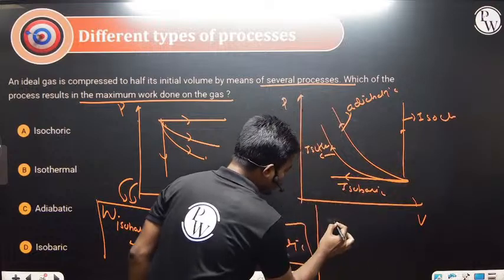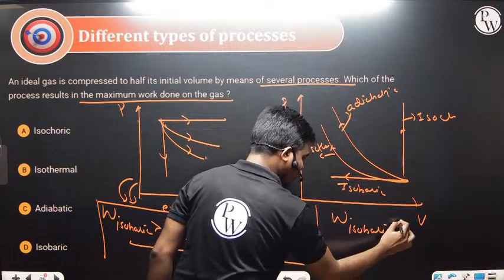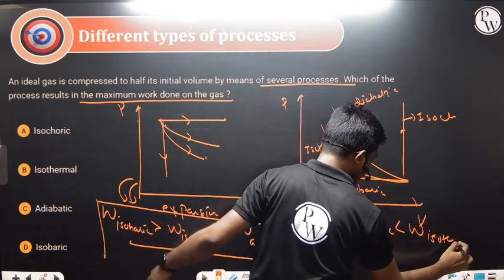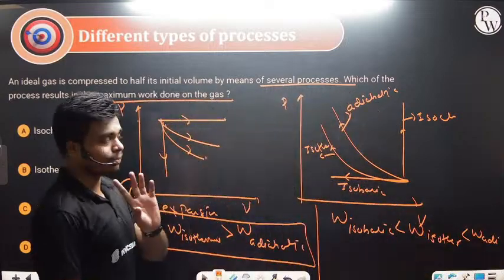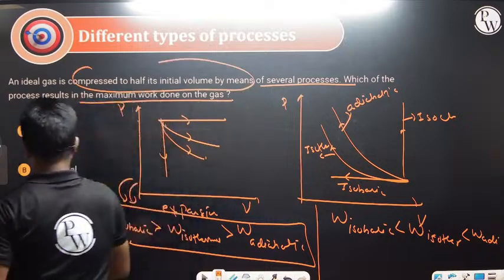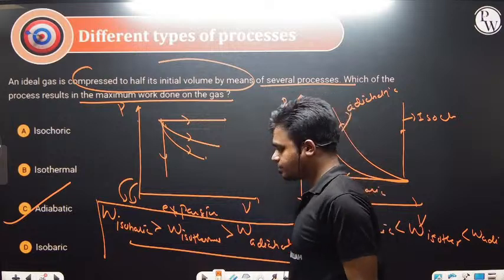So in this case, work done in isobaric will be less than work done in isothermal, which is just the reverse, and will be less than work done in adiabatic. So maximum work done in case of compression to half the initial volume, as per the given, will be under which case? The adiabatic case. Clear?